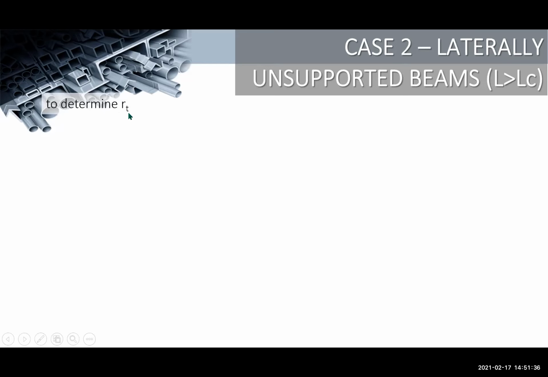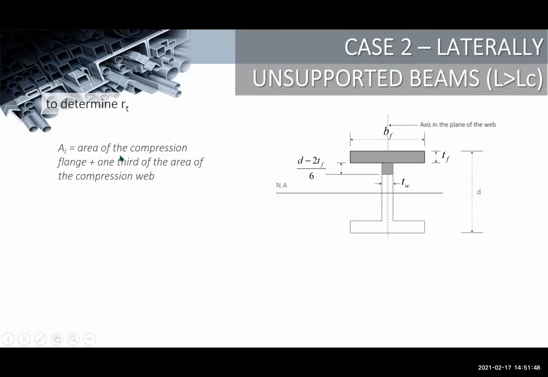And then, to determine your radius of gyration, RT, ang definition kasi ng RT, it is the radius of gyration of the area of the compression flange plus 1/3 of the area of the compression web. So, ganitong itsura. Area ng compression flange, ang compression flange kasi natin is yung nasa top, di ba? Kasi siya lang naman yung nagre-receive ng load, di ba? Kung may load tayo sa beam, andito yun sa top. Yung nasa ibabaw, this will be considered as your compression flange. Plus 1/3 of the area of the compression web.